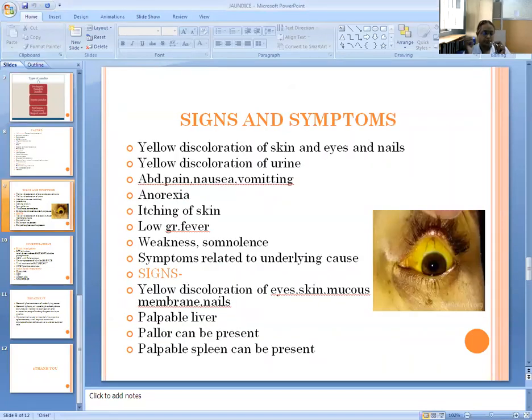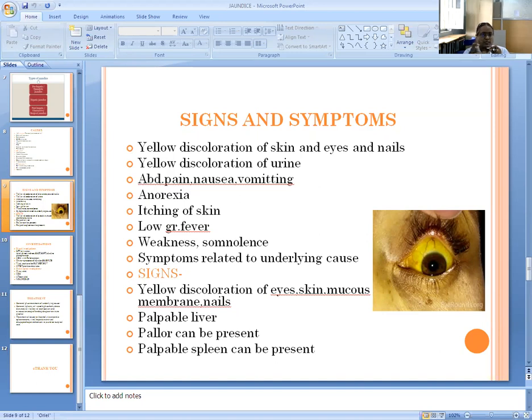Now signs and symptoms. As the name suggests, it is the yellow discoloration of skin. So patient always presents with yellow discoloration of eye, yellow discoloration of skin and yellow discoloration of urine. The common complaint is yellow discoloration of eyes, yellow discoloration of skin and passing yellow color urine. So yellow discoloration is the main symptom of the patient. Then associated with that, patient also complains of abdominal discomfort, nausea, vomiting, loss of appetite, fatigue, etc. Then complaints related with the underlying cause.